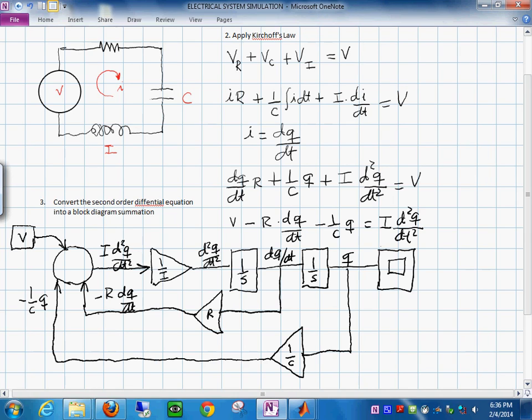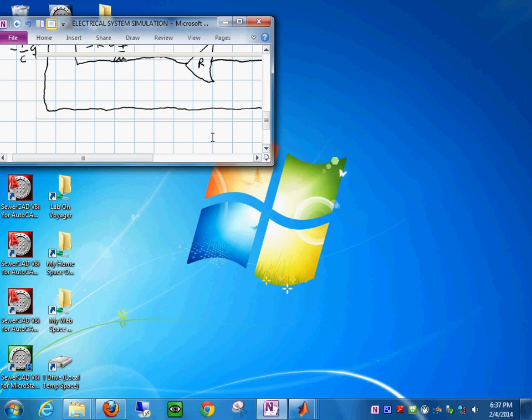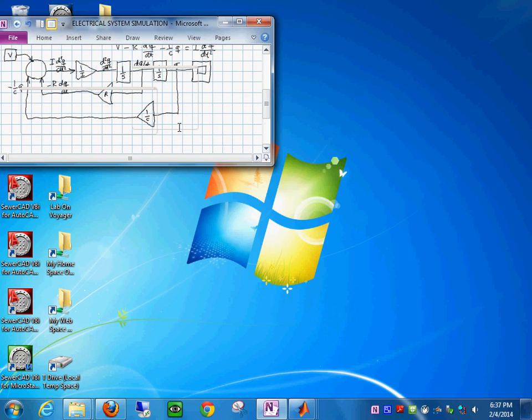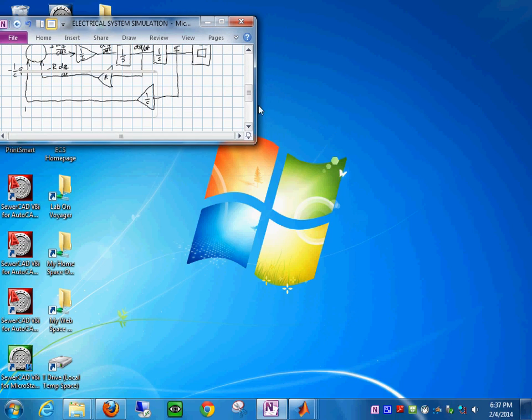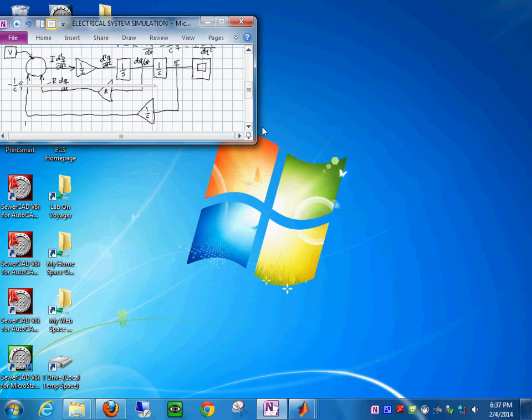See? And I have completed my block diagram for the electrical system. Just like we did with the mechanical system, we can proceed now to draw it in Simulink. Perhaps one idea is to make it a little smaller here so it fits in this window right there. I think this is good because we can actually see it really well.